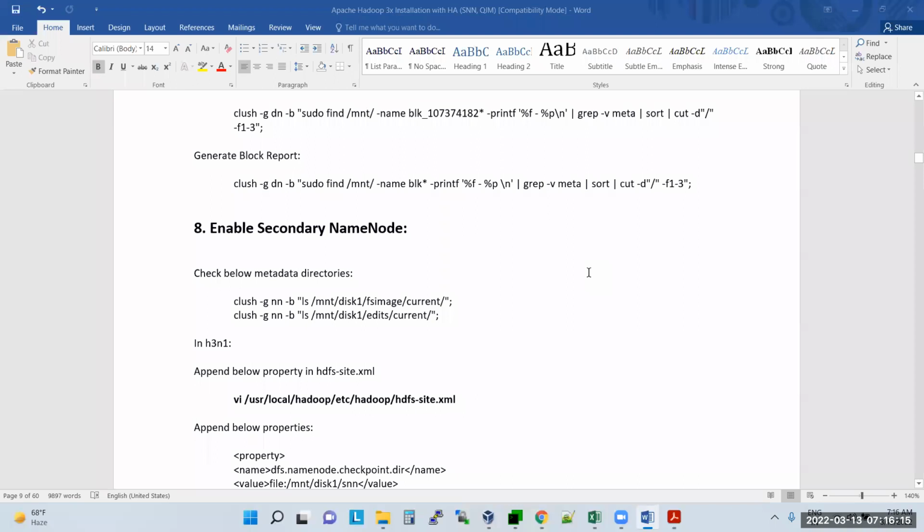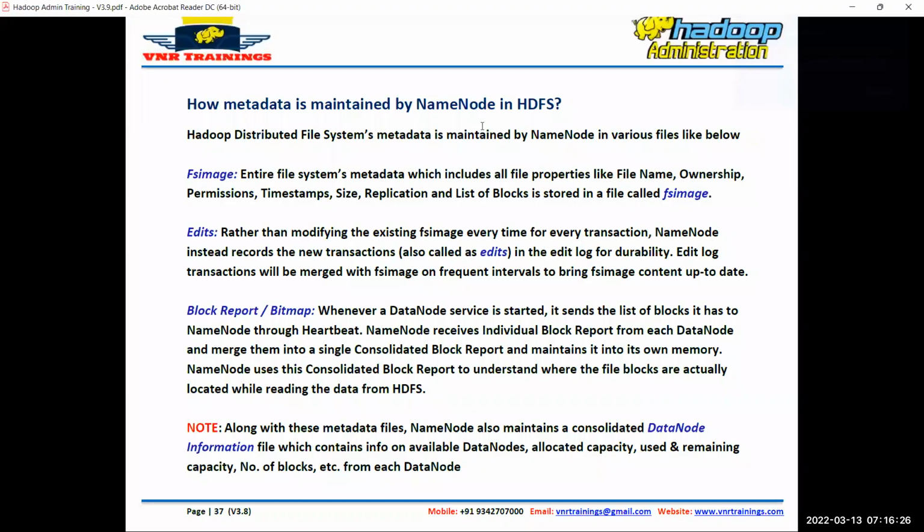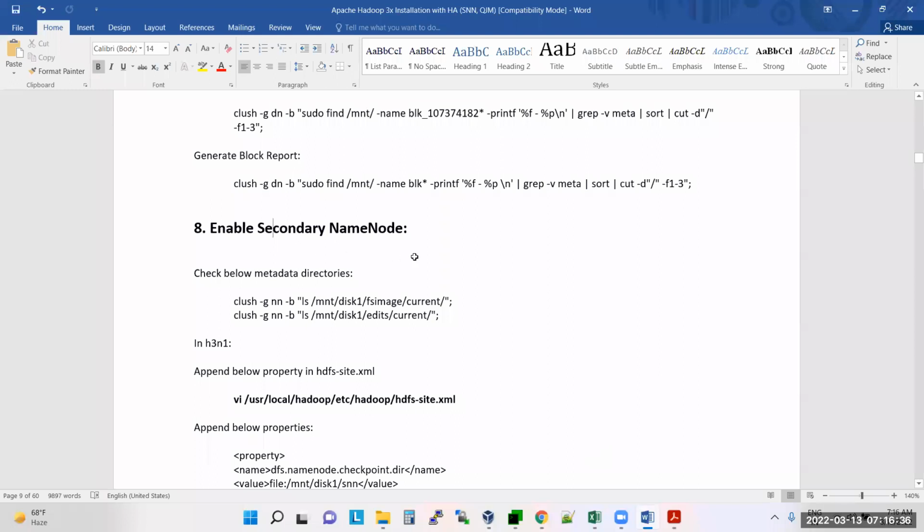Any questions till now? No questions, right? Okay. So now we will go with the secondary name node. What is the secondary name node here? In our example, we told that we have a secondary name node, but we didn't start the secondary name node yet. So what will the secondary name node do?